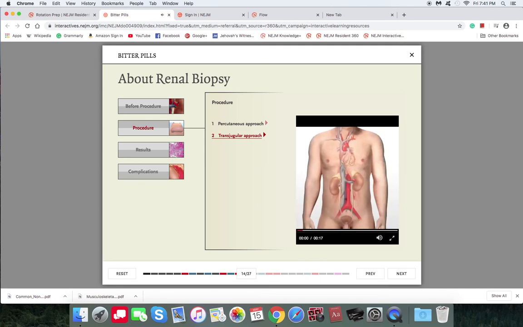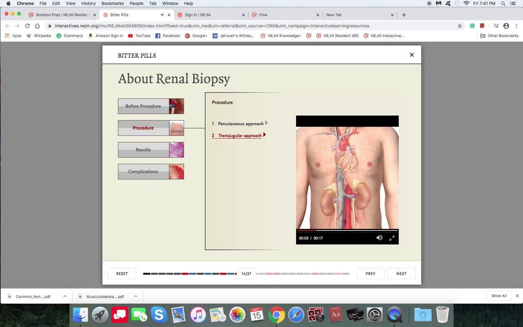A transjugular approach is less common, but may be necessary in rare cases, such as in a patient with a bleeding diathesis or a patient with morbid obesity. Use of the transjugular approach precludes the use of the percutaneous approach.